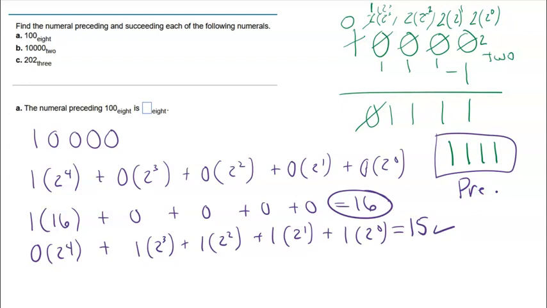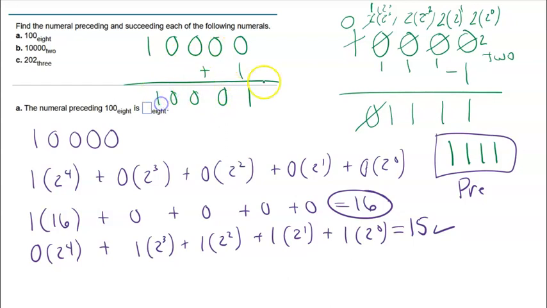Okay. Now what about your succeeding number? I'm going to go to the top of the screen here, right close to our problem, and rewrite our original base 2 number. There it is. And I want to add one because that's what succeeding means. Now 0 plus 1 in base 2 is 1. The digit 1 is allowed. 0 plus nothing below it, nothing below it, nothing below it, and there's a 1. This is your succeeding number.